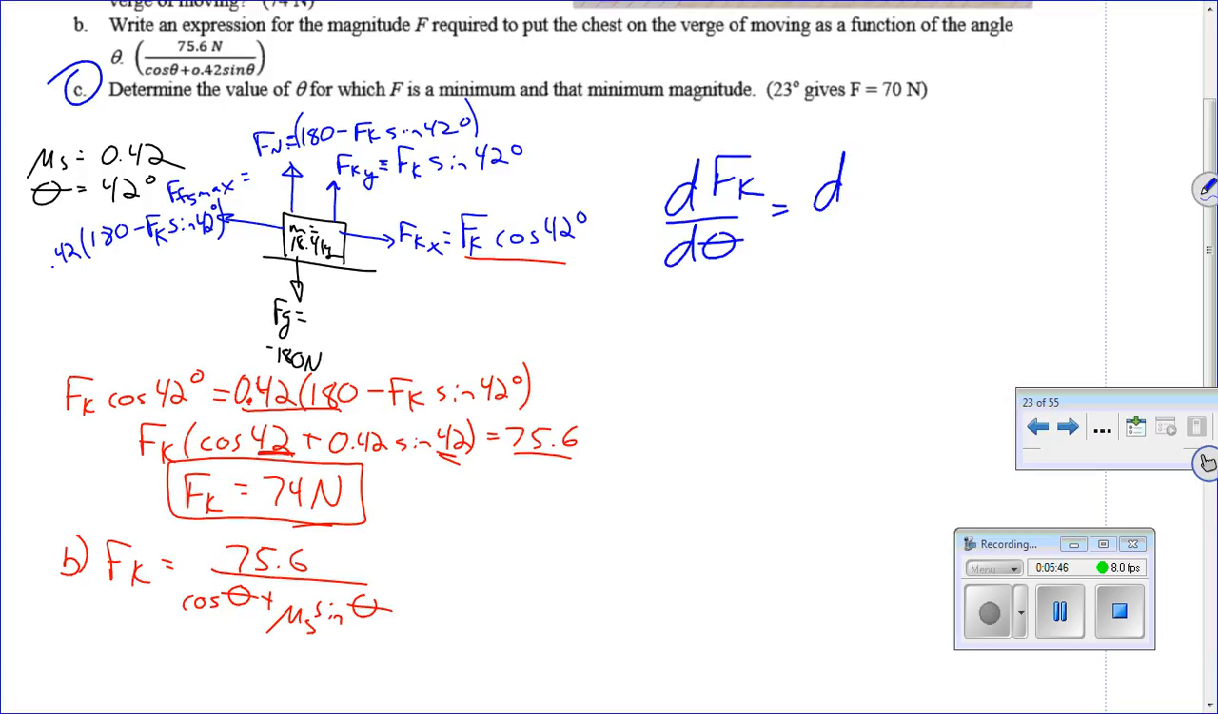So that's the derivative with respect to theta of 75.6 over cosine of theta plus the coefficient of static friction, which was 0.42, times the sine of theta. Okay, so this is ugly. We got to use the quotient rule, unfortunately, here.